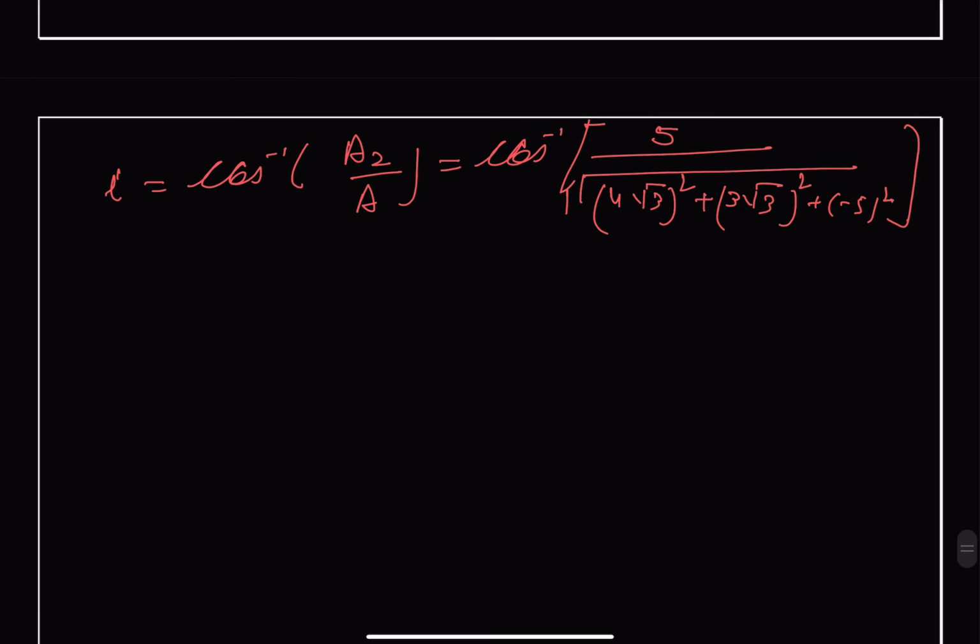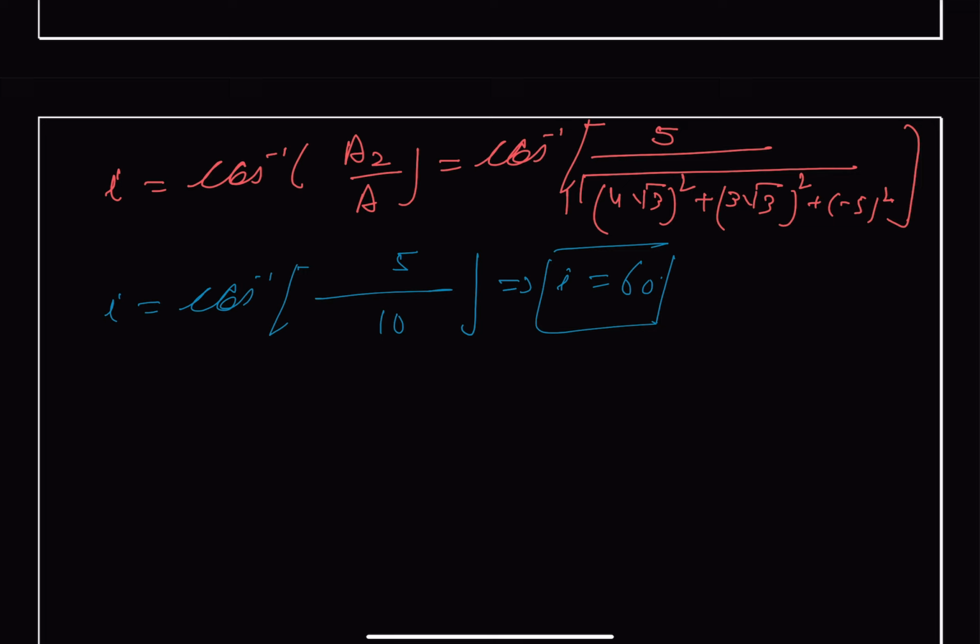So we get that our i is equal to cos inverse of 5 over 10, which comes as 1 by 2. So we get i is equal to 60 degrees. So we found out our angle of incidence.